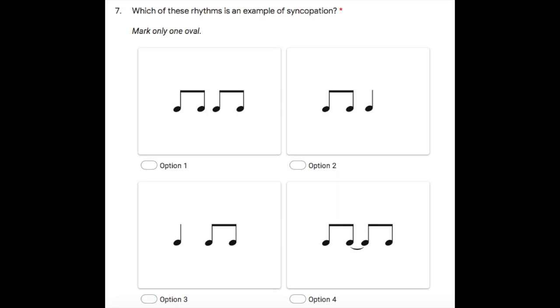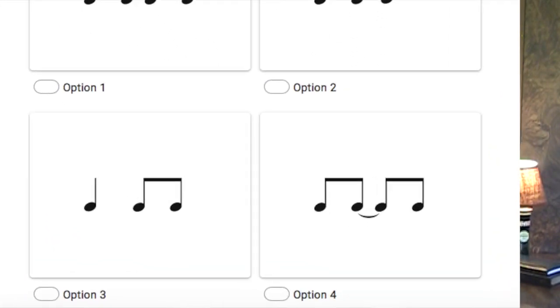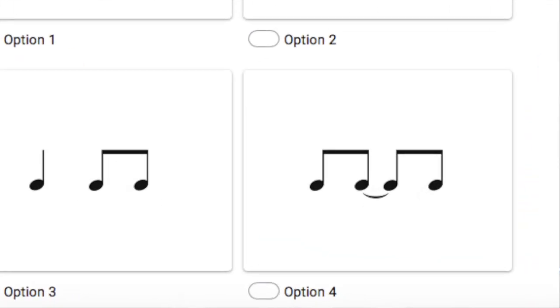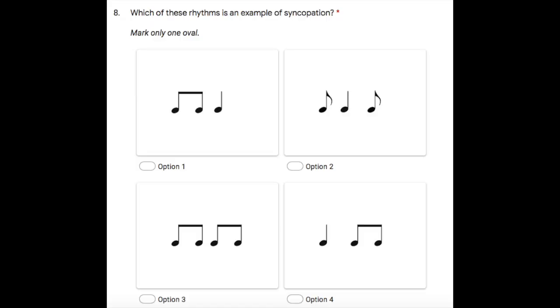Most of you have turned in the homework assignment called Finding Syncopation, and I think the most consistent challenge was this question. Which of these rhythms is an example of syncopation? Well, many of you remembered from the video that if there is a tie in the music, it's very likely to be a syncopated rhythm. But what about this question? None of these options has a tie in it.